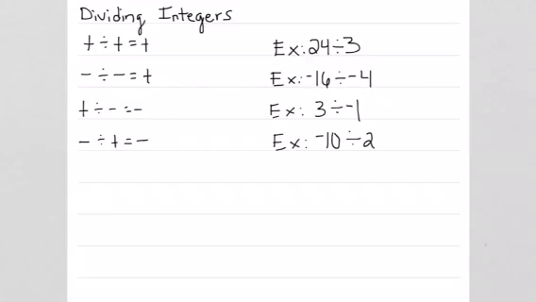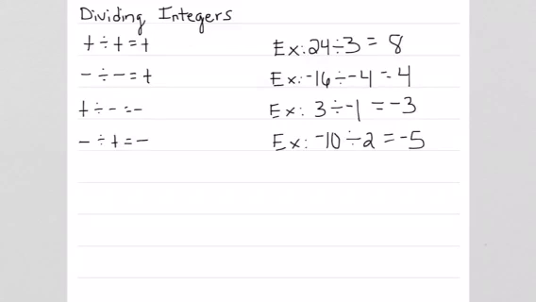So 24 divided by 3, well that's just positive 8. Negative 16 divided by negative 4, well that's just positive 4. 3 divided by a negative 1, the two signs are different, so my answer has to be negative, so negative 3. And then negative 2 divided by 2, again, the two signs are different, so my answer has to be negative, which is negative 5. Alright, and that's it for dividing integers.